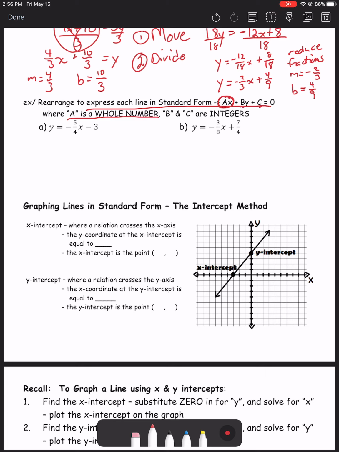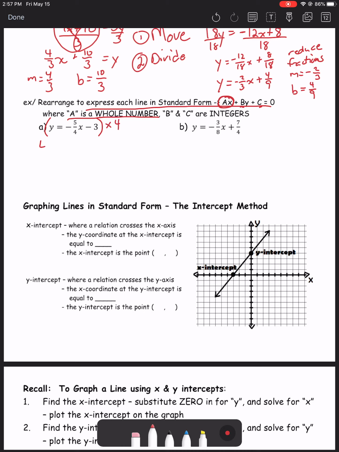So what we're going to do is exactly the opposite of what we did in the previous question. In the previous question, we did move and then divide. Well, now the opposite operations in the reverse order. So instead of dividing, we're going to multiply. I'm going to take this whole equation and multiply by the lowest common denominator. So I'm going to multiply that by 4.